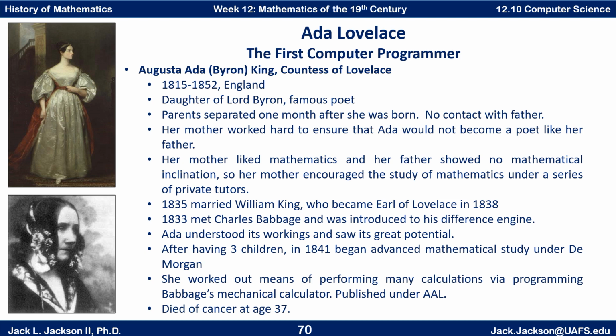A couple of years before she married King, in 1833, she met Charles Babbage, who we just talked about, and she was introduced to his difference engine. Ada understood its workings and saw its great potential. After having three children in 1841, she began advanced mathematical study under De Morgan. And one of the things she did is she worked out means of performing many calculations via programming Babbage's mechanical calculator, and she published her work under the name AAL.